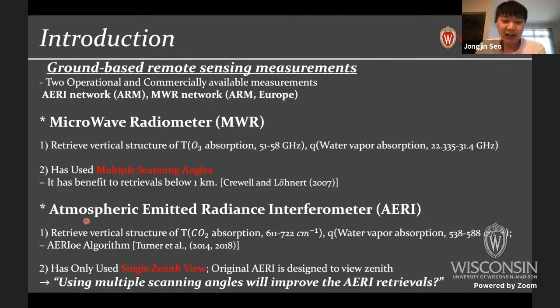The atmospheric emitted radiance interferometer, ARIE, also retrieves the vertical structure of temperature and humidity using CO2 absorption and water vapor absorption in the infrared region. However, ARIE has only used a single zenith view because the original ARIE is designed to view zenith. So our scientific question came from here. Using multiple scanning angles will also improve the ARIE retrievals, and we studied that, and we will look at this.